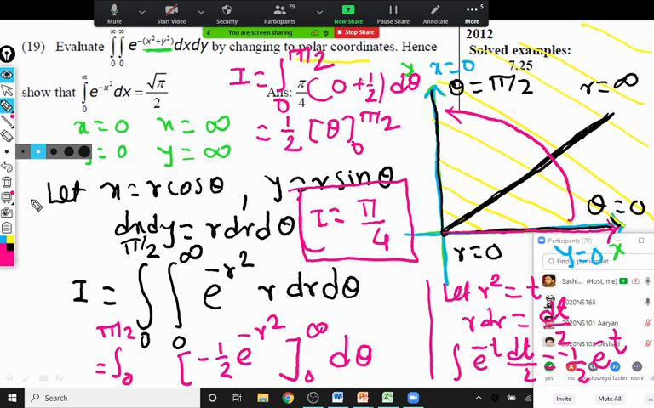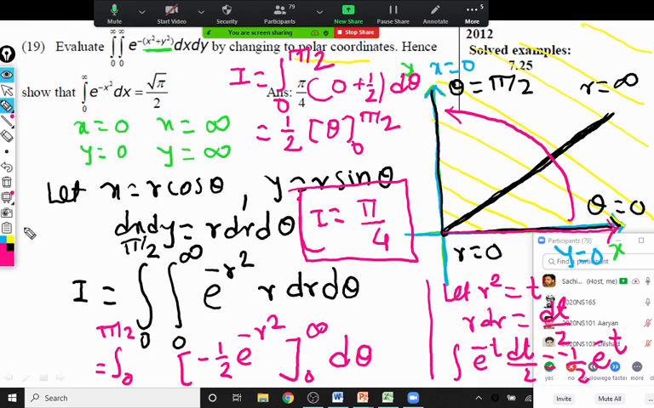Sir, can you again explain to me how dx dy is equal to r dr d theta? It is by Jacobian. Dx dy is the Jacobian of xy with respect to r theta. If you calculate the Jacobian, you get r there.